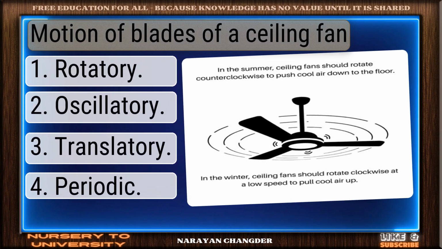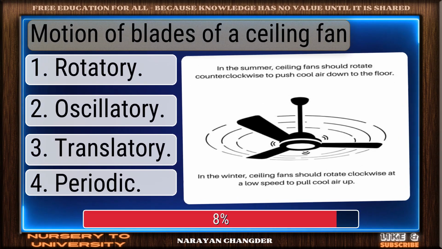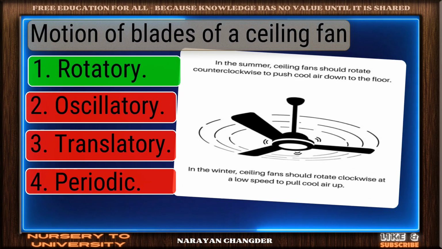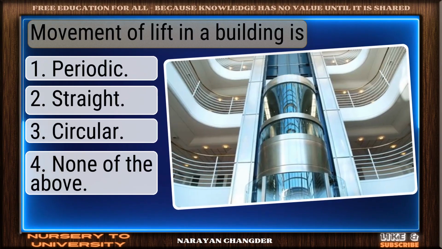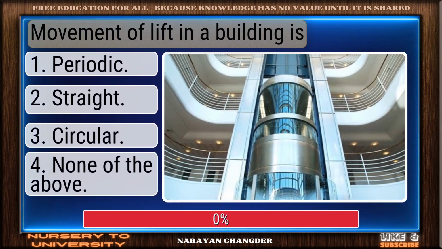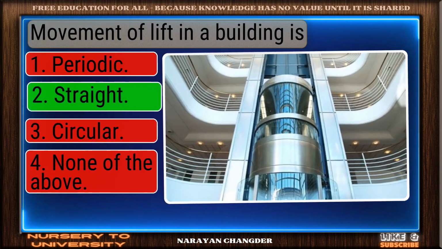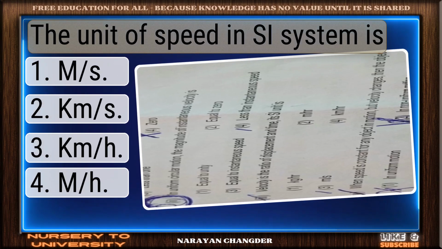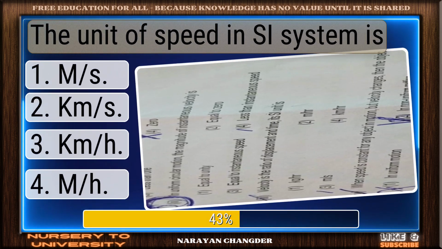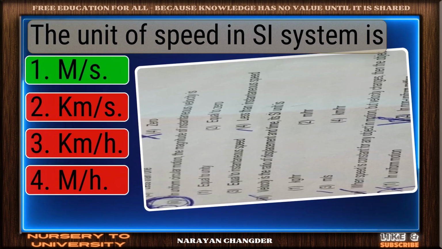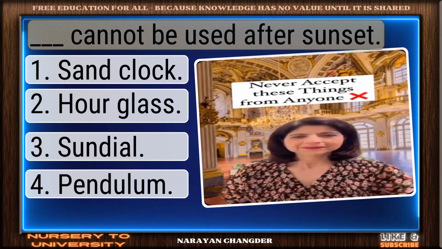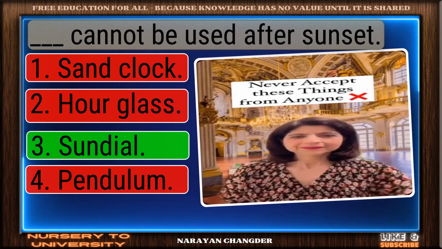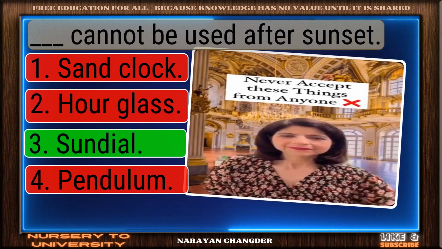Question number 171. Motion of blades of a ceiling fan. Smart pick. Rotatory is the correct choice. Question number 172. Movement of lift in a building is. Well done. Straight is the right choice. Question number 173. The unit of speed in SI system is. Question number 174. Dash cannot be used after sunset. Strong choice. Sundial is the right answer.